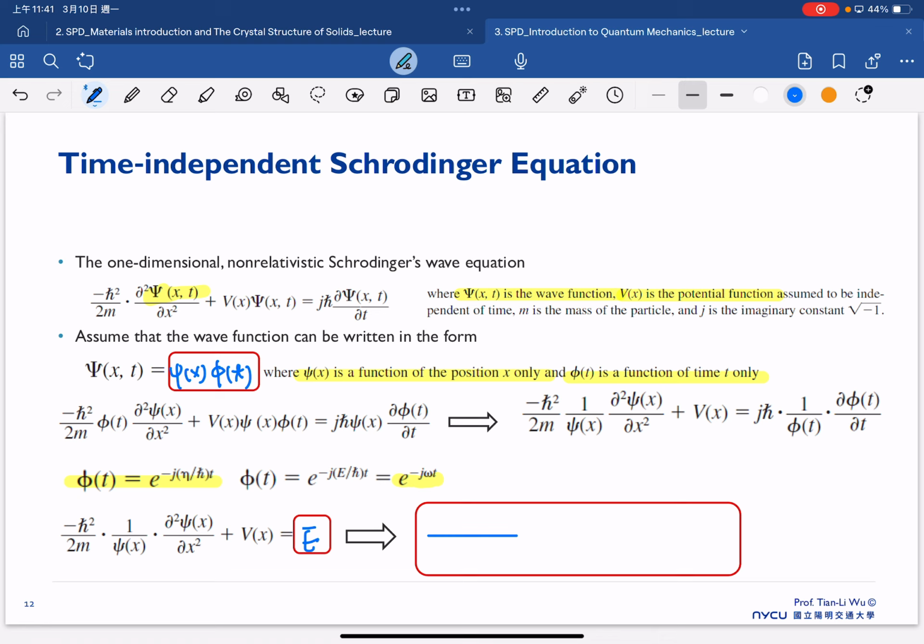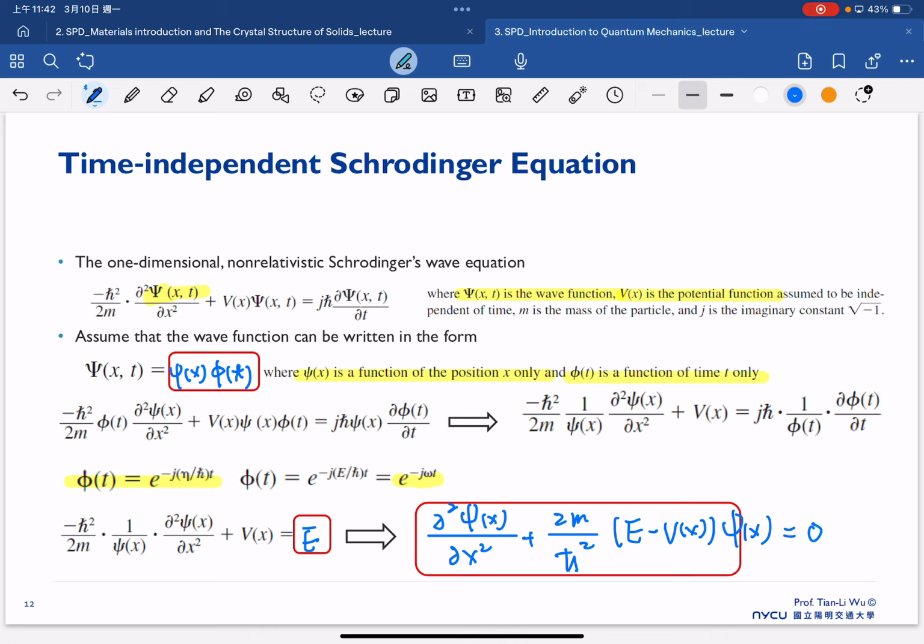The second derivative of phi x plus two n h r squared e minus vx phi x equal to 0.